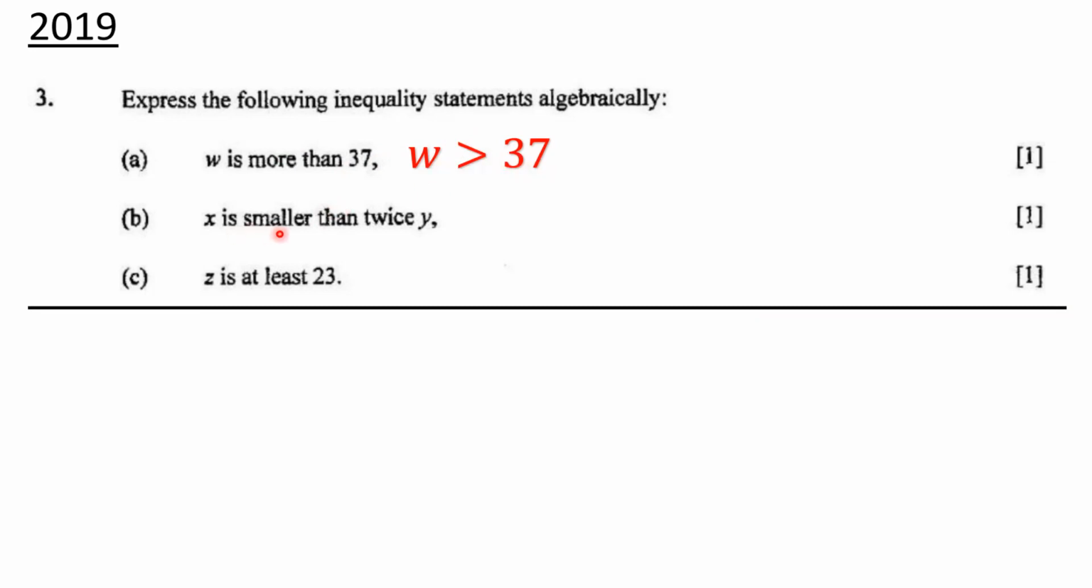X is smaller than twice Y. When we say twice Y, we mean 2 times Y. So X is less than 2 times Y. Okay? Then we say Z is at least 23. Z is at least 23, which means that the lowest that Z could be is 23. Can it be 43? Can it be 50, 55? Yes, because it's at least 23. It can't be lower than 23 because it's at least 23. So the lowest it could be is 23, and then it goes higher than that. So we write Z is greater than or equal to 23.